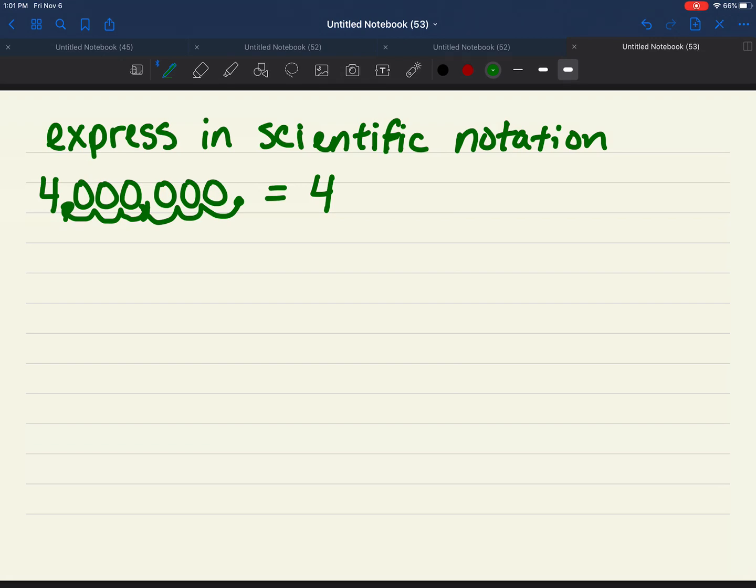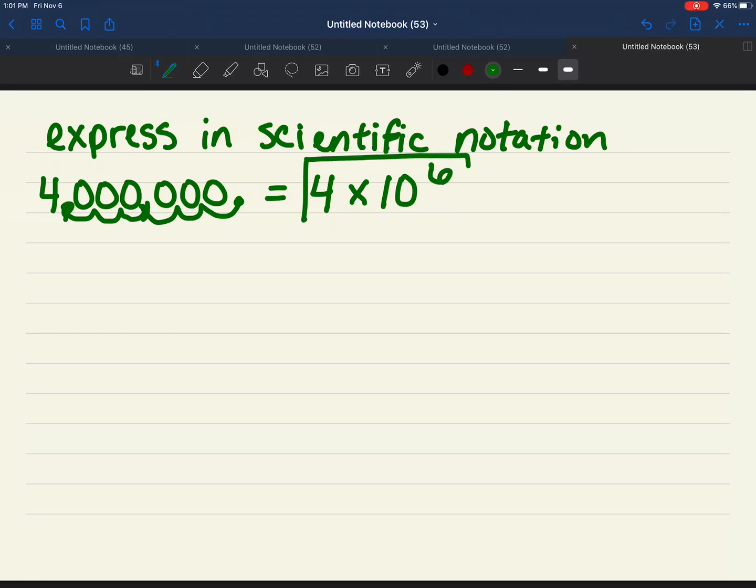Do I need to put 4.0? No, right? If it was 4.1, yes, you would need to put it. But if it's 0.0, you don't really need to say that. It will always be times 10. Scientific notation is always written times 10. What exponent would I give it? 6, because I moved it 6 times.